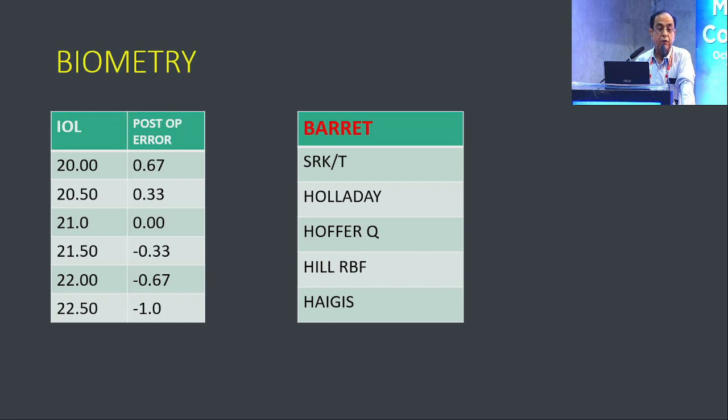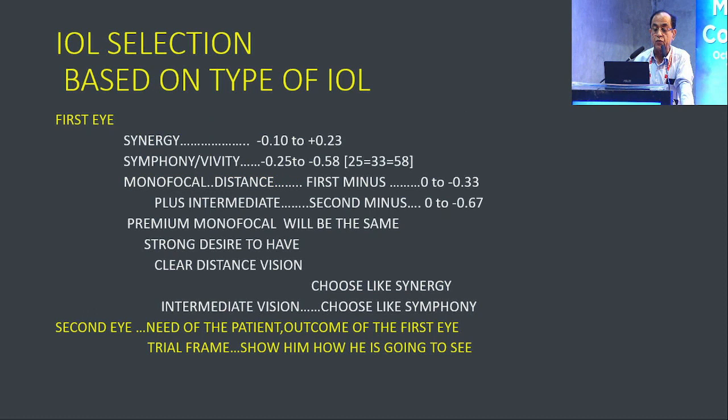So Barrett is my formula to go, but in my chart for the type of lens, I will have all Barrett, SRK/T, Holladay, Hoffer Q, RBF, Haigis, and then try to see what all of them are giving. Very important point to understand is that half a diopter of the IOL power change is 0.33 diopter, 2/3 of that at the spectacle plane. So all the biometry, what you will see, 21 is a 0, 21.5 will be -0.33, 22 will be -0.67, 22.5 will be -1. So half a diopter translates into 0.33. It is important when you are going to take a decision.